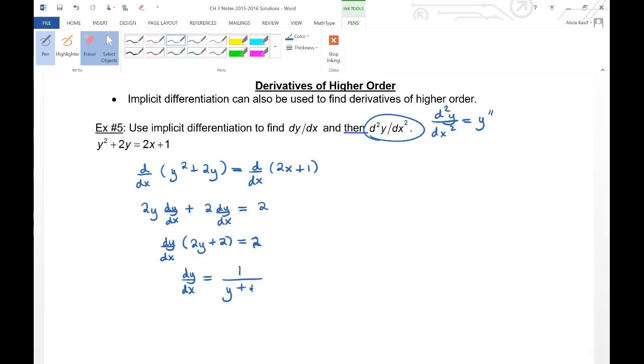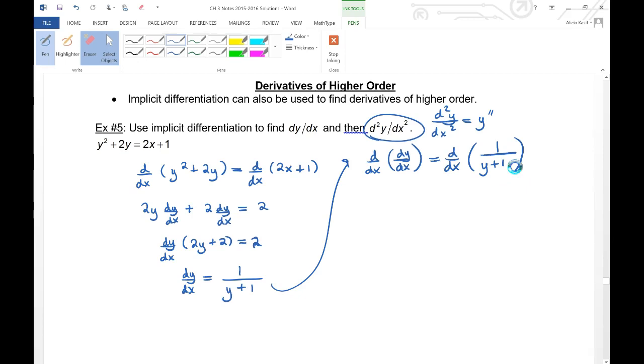Following? So here, let me write it out. When you do the derivative of y, you're going to get... So we're doing d dx of dy dx, and we're doing d dx of 1 over y plus 1. Now, this is just notation. So when I do the derivative of this, that's where this notation comes in. It's the second derivative with respect to x. Do you want me to write y double prime? Yes, please. Okay. Now, how do I do the derivative of 1 over y plus 1?